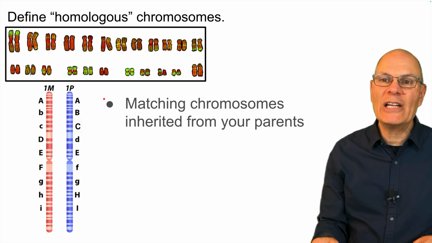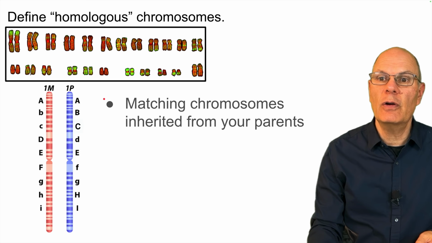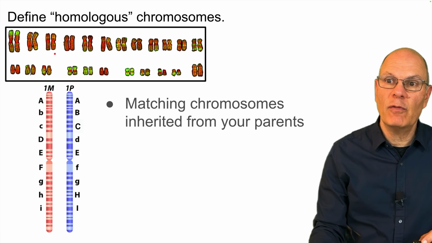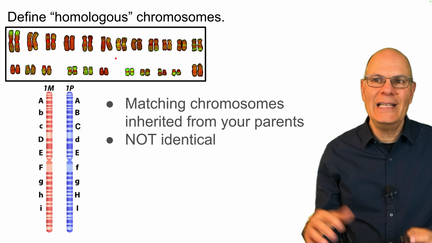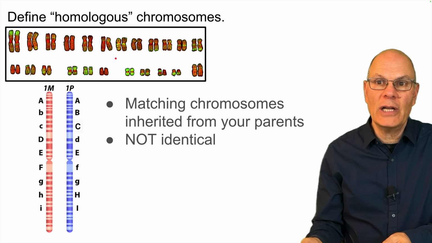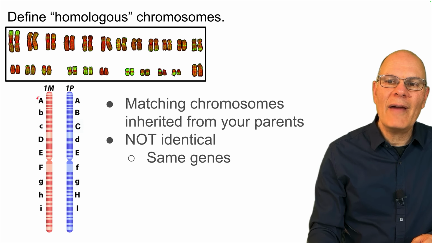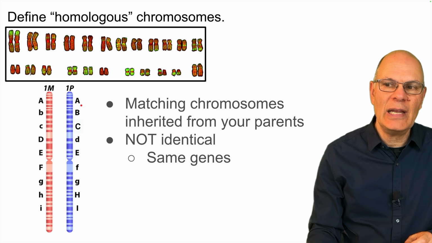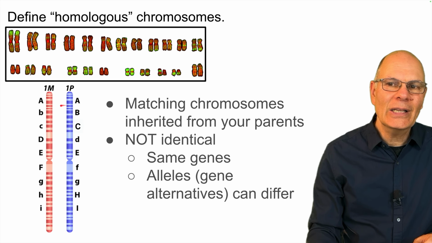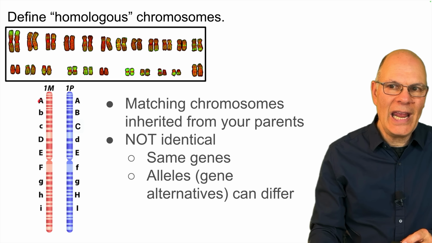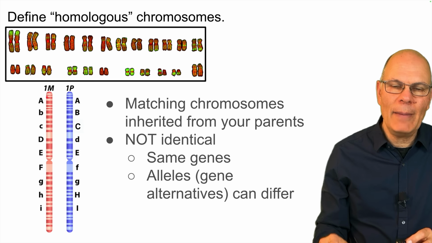Define homologous chromosomes. Homologous chromosomes are the matching chromosomes that you inherited from your parents. So, for example, here's chromosome 3. One of them came from your mom, one of them came from your dad. Here's chromosome 4, it's the same thing. Here's chromosome 5, all the way on down the line. They are not identical. How could they be? Your mom and dad aren't identical, so the chromosomes that they passed on to you wouldn't be identical. They do have the same genes in the same order, but the alleles, the specific code that is in the location where those genes are found, that might be different.